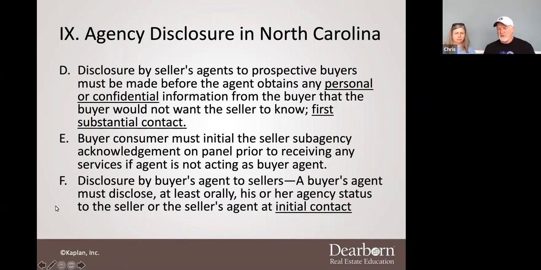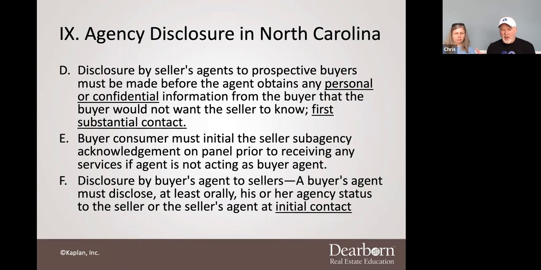And then finally on this slide right here, potential test question alert. There's only one spot on the test where anything other than first substantial contact comes up in regards to agency, and it's this last bullet point down here. Here's the way this works. If, for example, I am a buyer's agent and I'm getting ready to show a property and I am talking to the seller or the seller's agent, I have to disclose to them at initial contact that I work for the buyer. Okay, just remember that and you'll be fine.